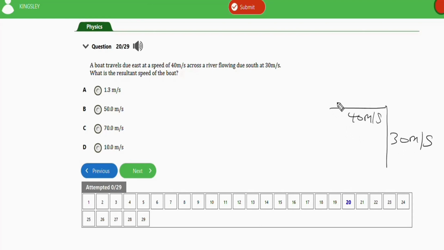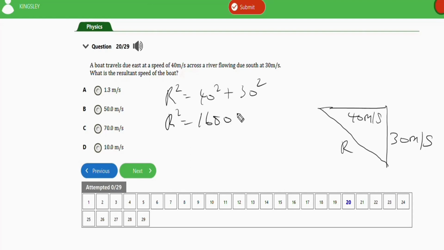So basically, we are looking for the resultant. What's the resultant speed of the boat? So the magnitude of the displacement, that's what they are looking for. So how will this be? When you apply Pythagoras, r square equals 40 square plus 30 square, so r square equals 1600 plus 900. So this will give you r square equals 2500. When you square root both sides, your r will be 50 meters per second. That's it for this question.